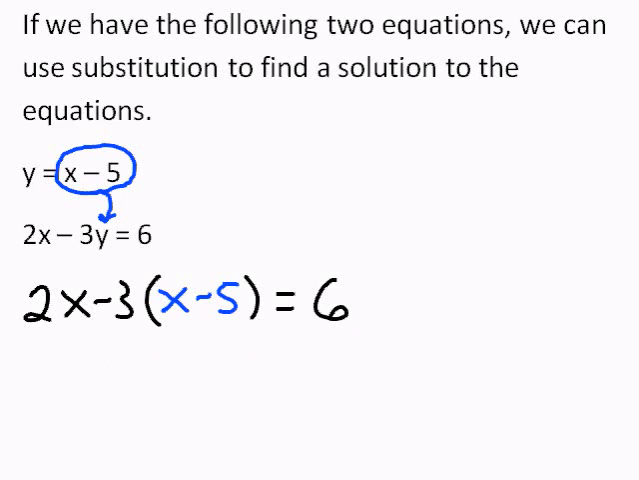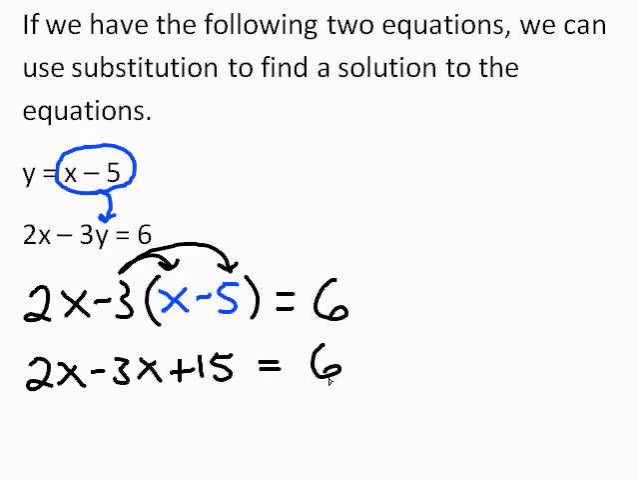Now all we have to do is solve the equation for x. Since we only have one variable, we can get that variable by itself. To do this, we first need to simplify our left-hand side of the equation. So I'm going to distribute the negative 3. This will give me 2x. Negative 3 times x is a minus 3x. Negative 3 times negative 5 is a positive 15, is equal to 6. I can continue simplifying the left-hand side of the equation by combining my like terms. 2x and negative 3x combine to give me a negative 1x plus 15 is equal to 6.